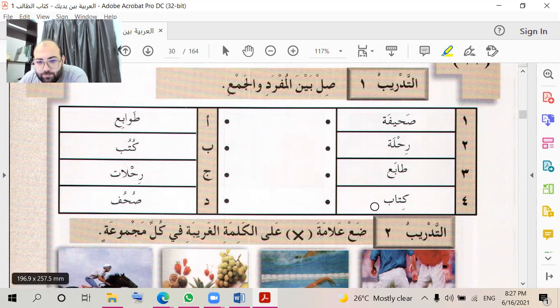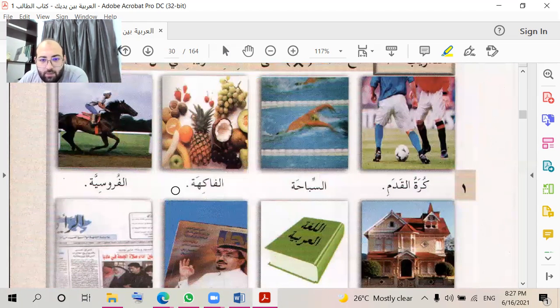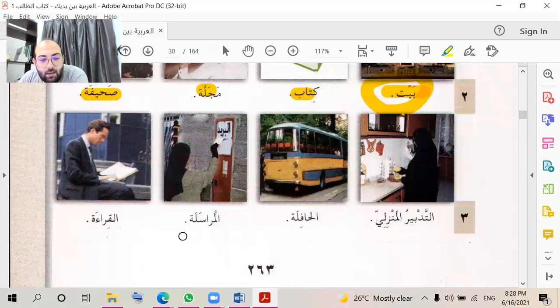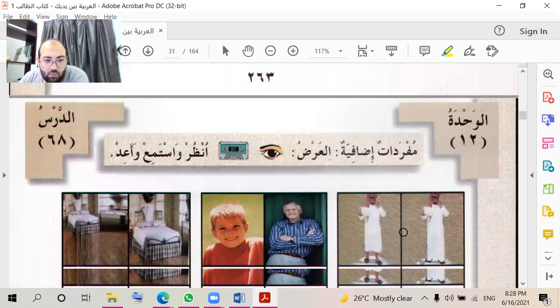Last session we took this one. We say that صحيفة plural is صحف. رحلة plural is رحلات. طابع plural is طوابع. كتاب plural is كتب. MashaAllah. After that we say which one is the strange word. Here we have كرة قدم, السباحة, الفروسية. Here we have الفاكهة, fruits. فروسية, سباحة, كرة قدم are hobbies. Here we have كتاب, مجلة, صحيفة, and we have bait. The strange word is bait. Why? Because all of these are things to read, and this is a house to live in. Same as above, we have قراءة, مراسلة, تدبير منزلي as hobbies, and here we have الحافلة as a way of transport.